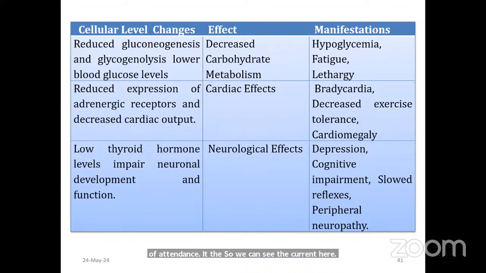Low thyroid hormone level also impairs neuronal development and function. So neurological effects are seen, and they can manifest as depression, cognitive impairment, slowed reflexes, and peripheral neuropathy, which are mainly seen in hypothyroidism. These are the cellular level changes caused by low levels of T3 and T4. Next.